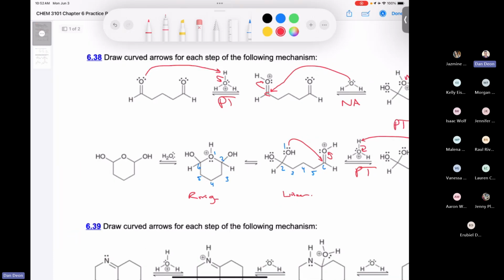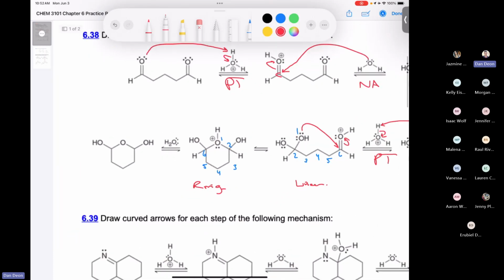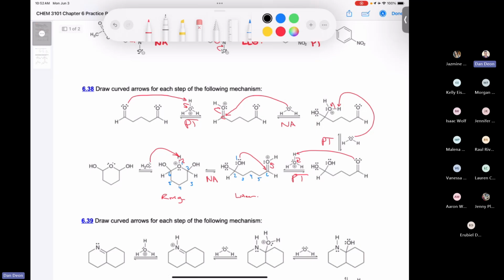And then the last step is going to be another proton transfer where the water is going to act as a base. So this was a nucleophilic attack. And the water is going to pick up this proton, put your lone pair down on here, and then you end up with the cyclic molecule at the end. So we have proton transfer, nucleophilic attack, proton transfer, nucleophilic attack, and the last one is a proton transfer. All right, there you go.